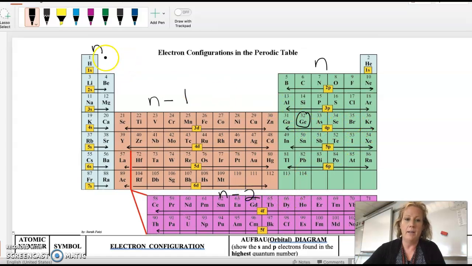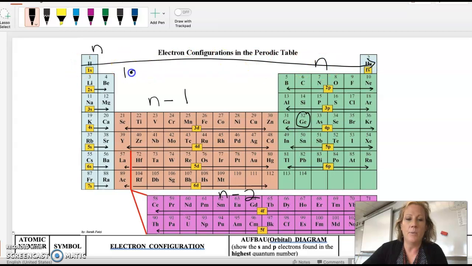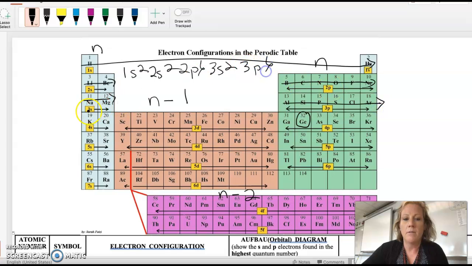So germanium, I would go through my first 2 electrons, 1s2, 2s2, 2p6, 3s2, 3p6, 4s2. It's getting longer. Now when I get to the d's, it's going to drop down to 3d.